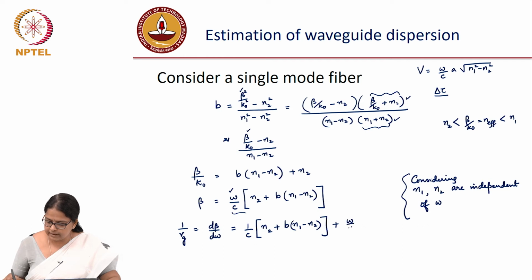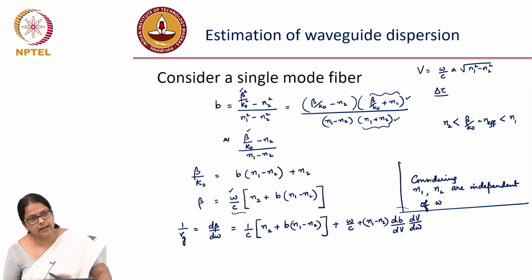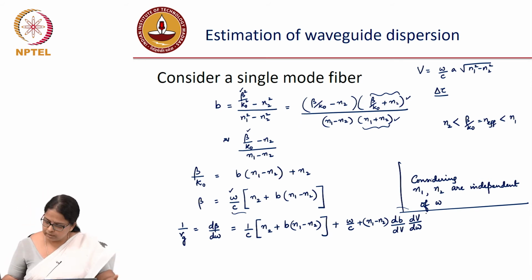Plus omega by c, differential of n2 is a constant, plus n1 minus n2 times... Now, how do I write the differential of b versus omega? I do not have a direct relation between b and omega. I know that b is a function of v and v is a function of omega. So, I write it as db by dv and dv by d omega. So, I have this as my 1 by Vg.